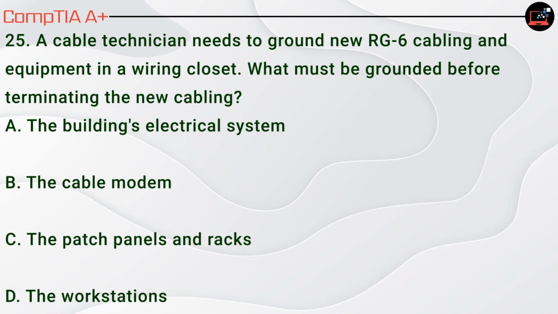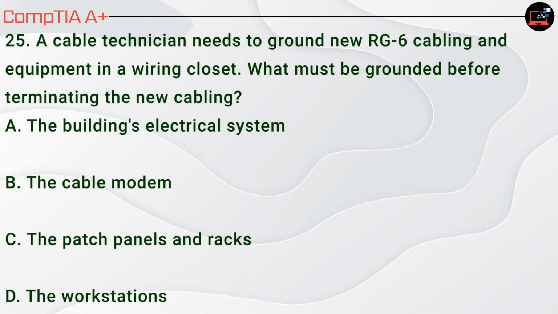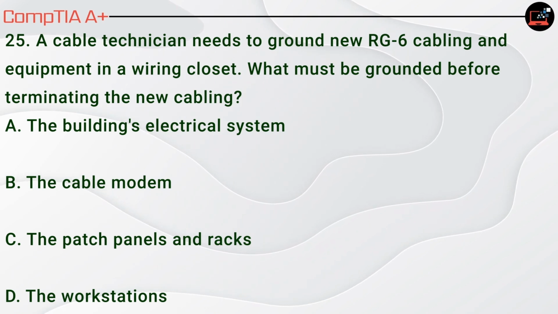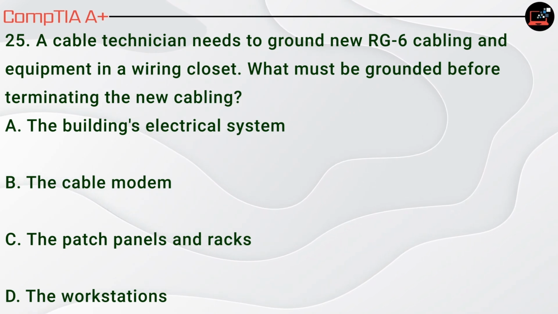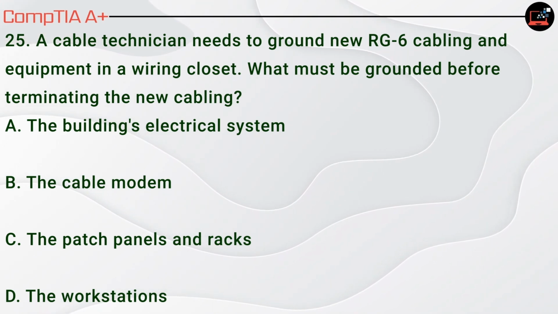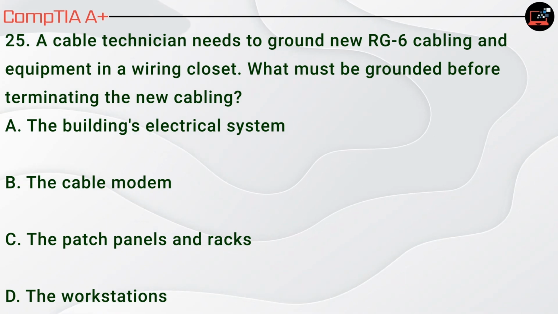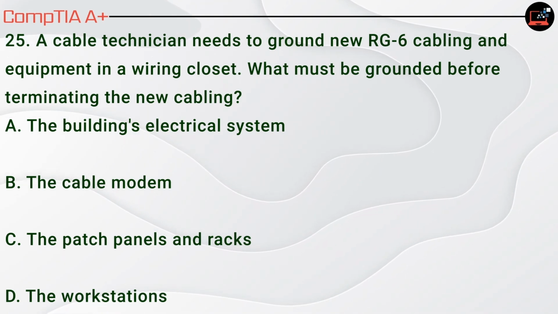(25) A cable technician needs to ground new RG6 cabling and equipment in a wiring closet. What must be grounded before terminating the new cabling? A. The building's electrical system. B. The cable modem. C. The patch panels and racks. D. The workstations.